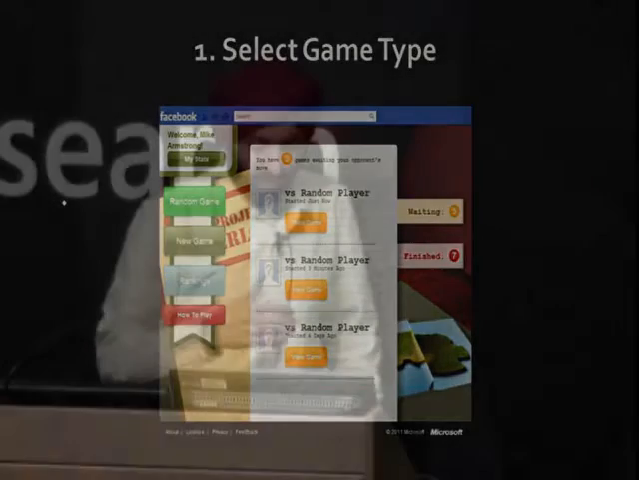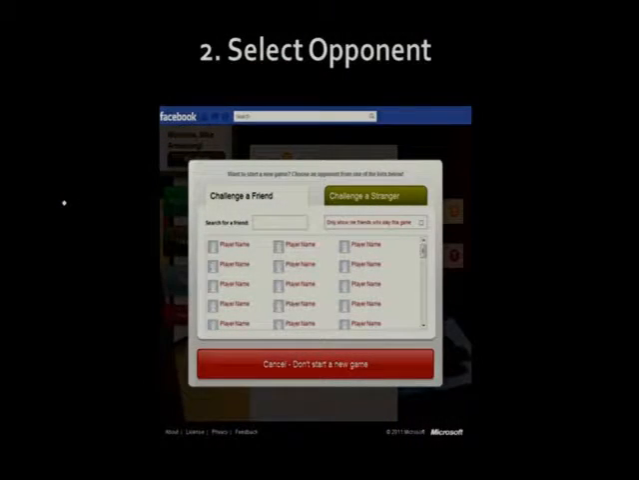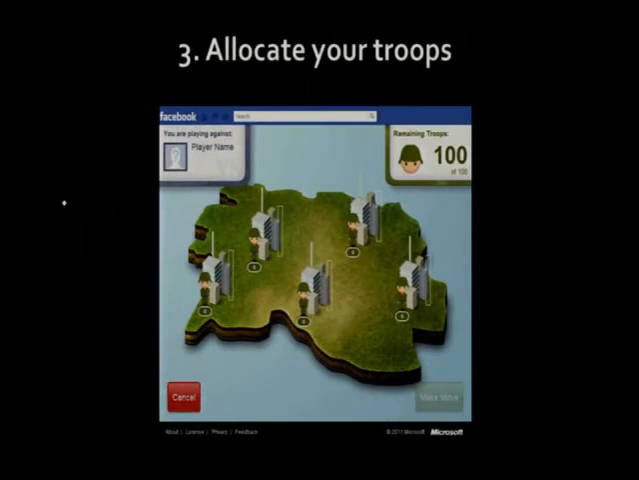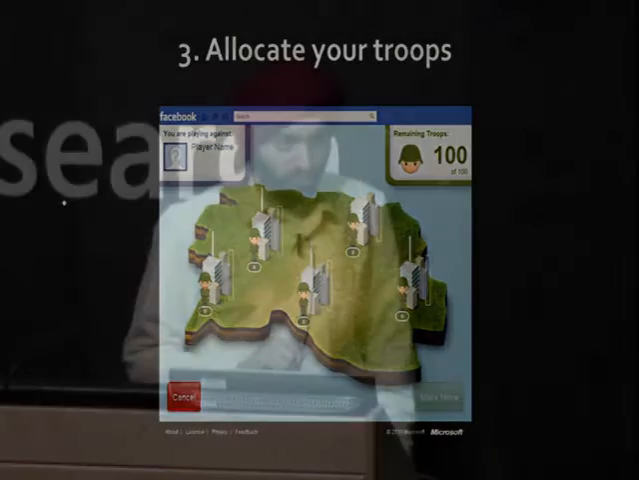So this is the introduction screen. You can play a random game, play a game against a stranger, a hidden player who you don't really know, play a game against your friend, or play a game against a stranger who has played the game before. If you say you want to play a game, you can challenge a stranger or you can challenge a friend.